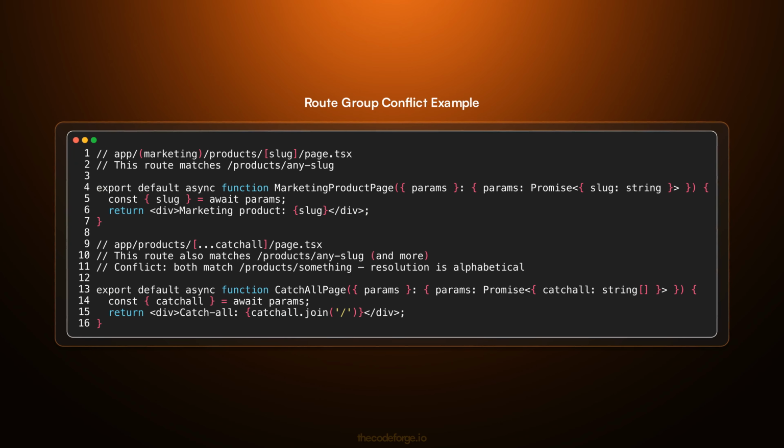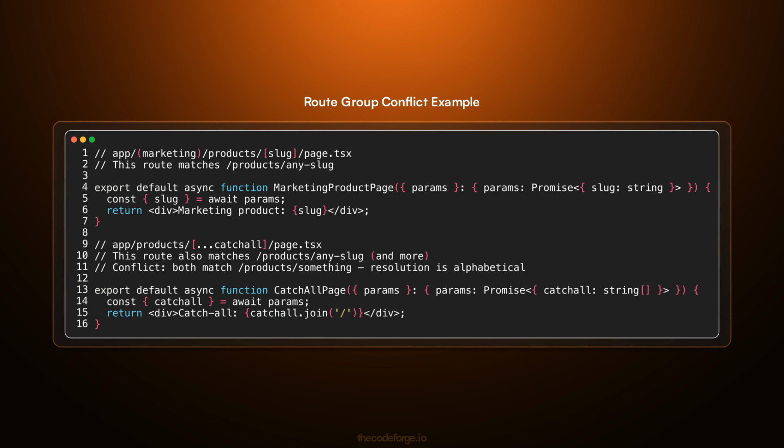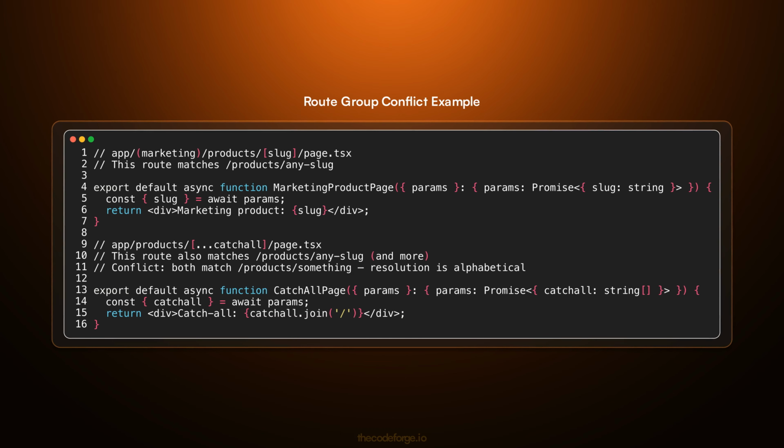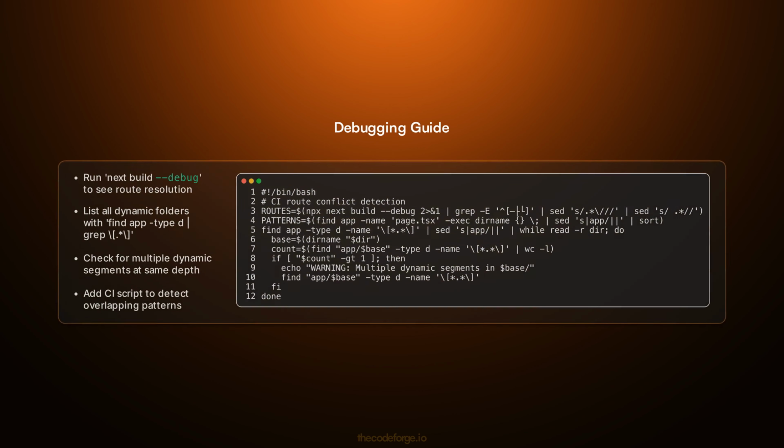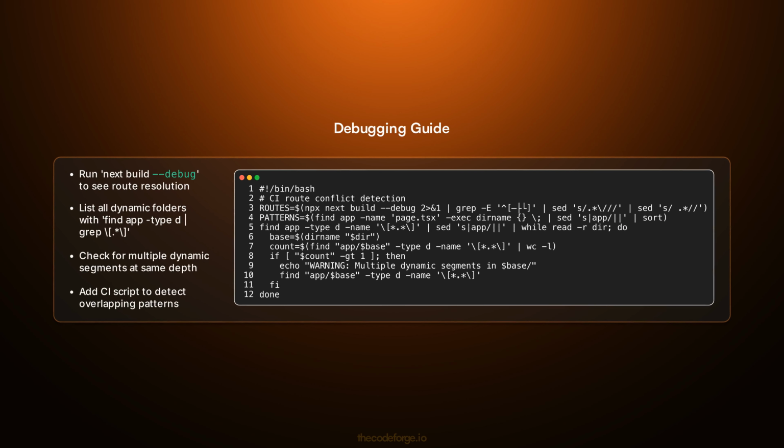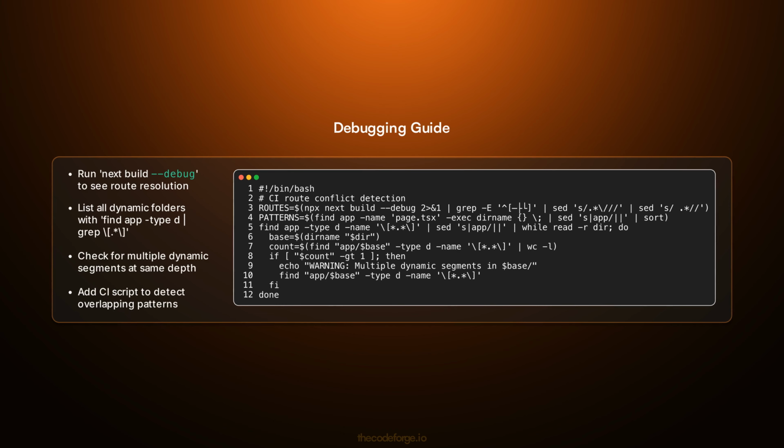Route groups can create subtle conflicts when they produce the same URL pattern as sibling dynamic routes. This example shows how (marketing)/products/[...slug] and products/[...catch-all] are URL-level siblings despite different file paths, leading to unpredictable matching. To debug route conflicts, use next build --debug to see which page.tsx matches each URL. List all dynamic folders and check for multiple patterns at the same depth. Add this CI script to automatically detect overlapping dynamic segments before they reach production.